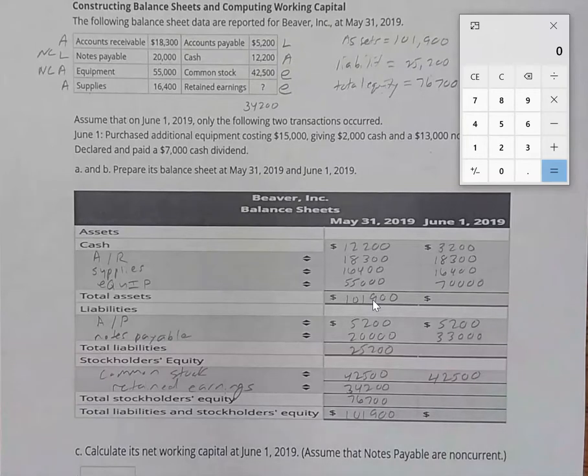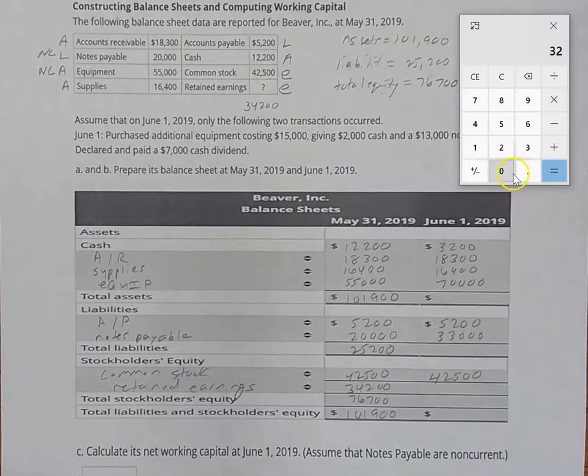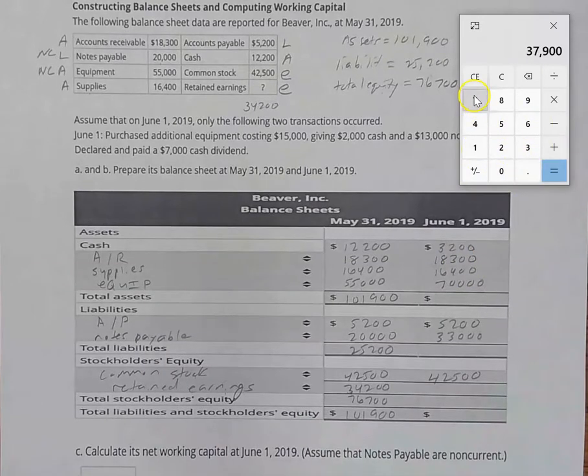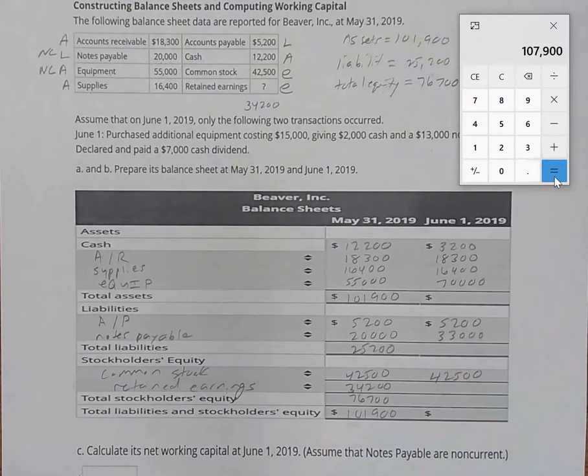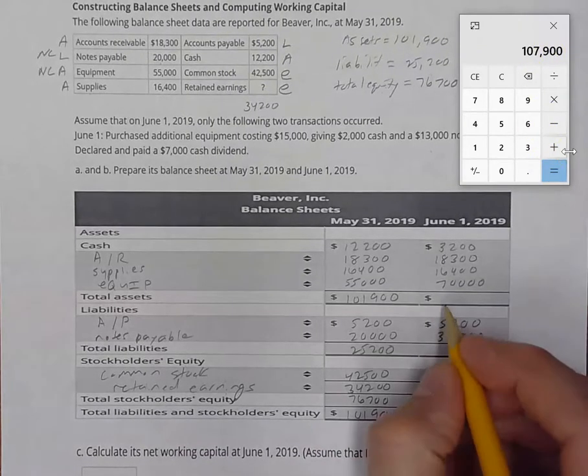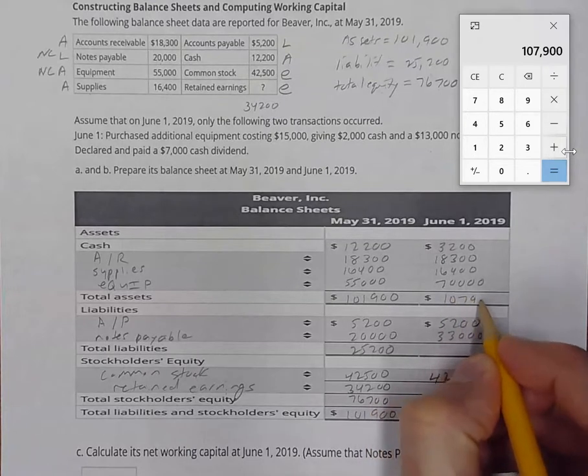Okay. All right. We also need to calculate total assets as of June the 1st. So we haven't done this yet. So we've got $3,200 in cash. We have $18,300 in receivables. We have $16,400 in supplies. And we have $70,000 in equipment, giving us total assets of $107,900 the next day.